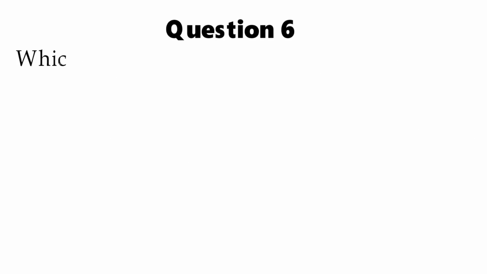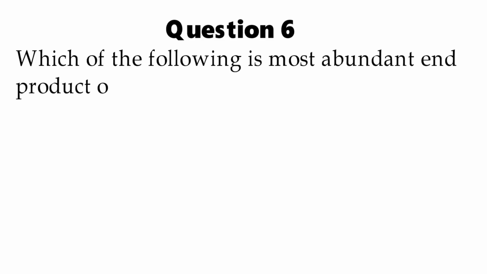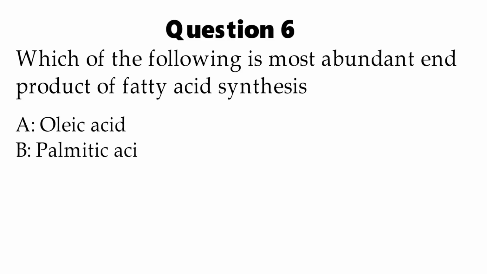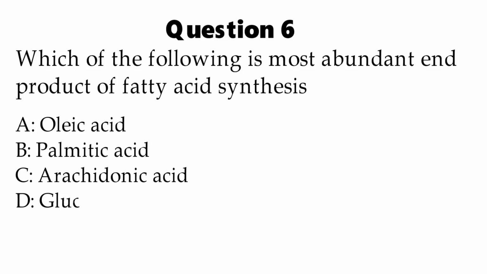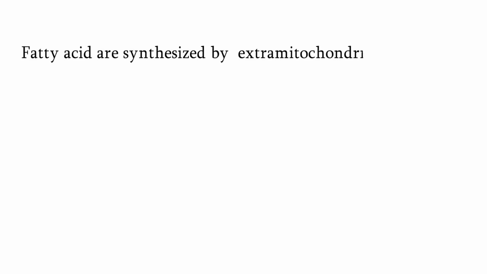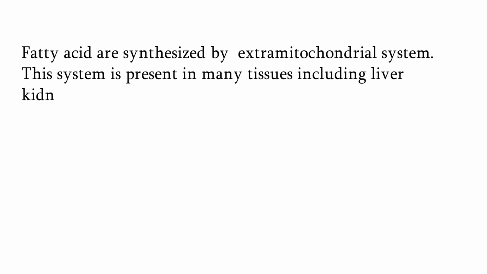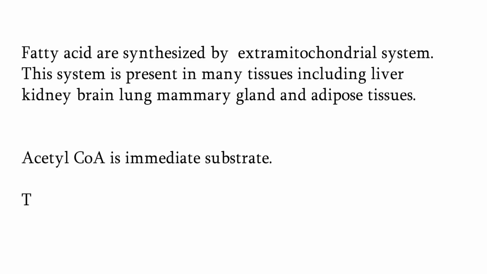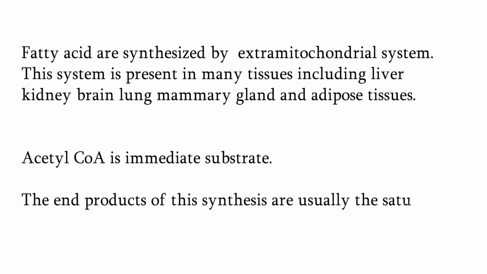Now the sixth question is, which of the following is most abundant end product of fatty acid synthesis? And options are A. Oleic acid, B. Palmitic acid, C. Arachidonic acid, and D. Glucose. Here the correct answer is B. Palmitic acid. Fatty acids are synthesized by extramitochondrial system. This system is present in many tissues including liver, kidney, brain, lung, mammary gland, and adipose tissues. Acetyl coenzyme A is immediate substrate. The end products of this synthesis are usually the saturated fatty acid palmitate.